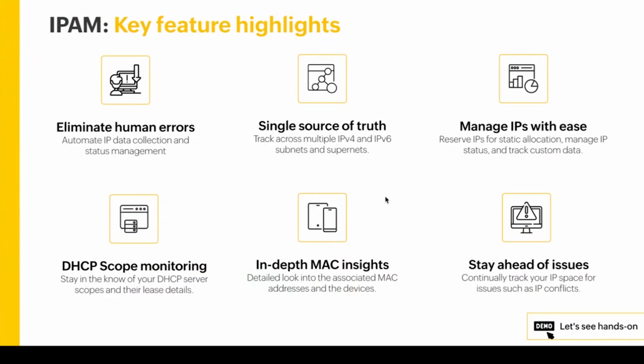Another use of automating IP data collection is that you get a single source of truth. You can use OpUtils inventory to track multiple IPv4 and IPv6 subnets and supernets across your entire network. With the help of the OpUtils IPAM module, you can manage your IP addresses with ease. You can mark and control the IP addresses in your network by marking them based on their attribute and utilization. Say, for example, you can reserve certain IPs for static allocation. You can update custom columns for IPs, and you can also track custom details regarding a subnet or an IP.